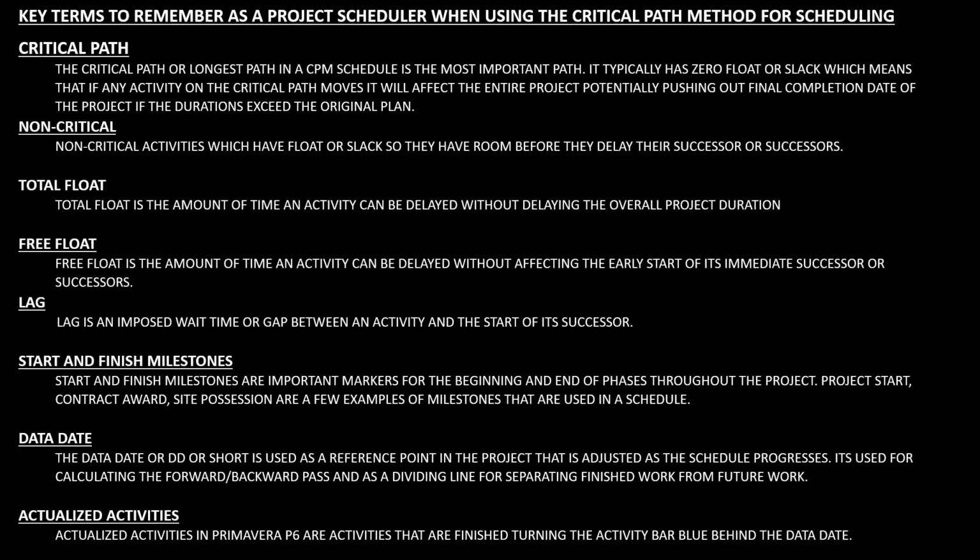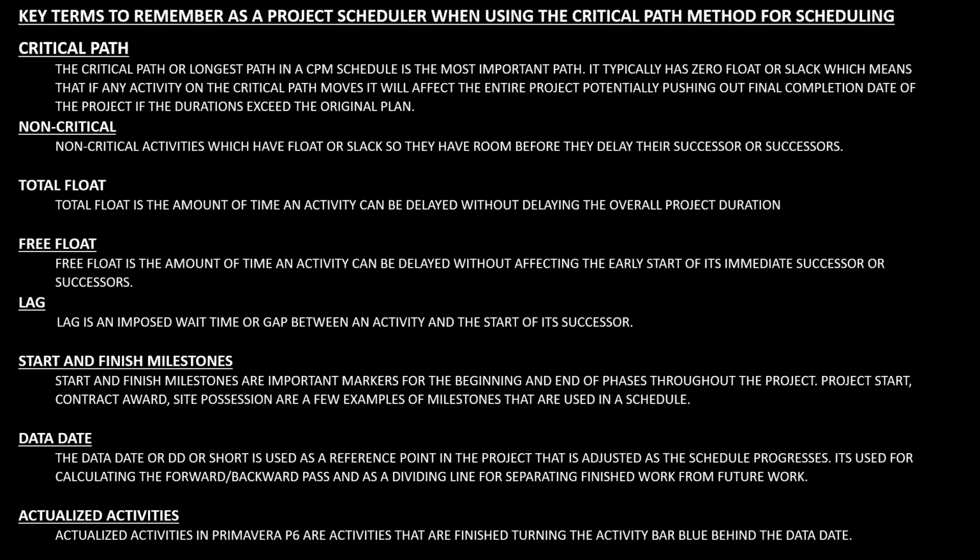Number 1, the critical path. The critical path, or the longest path in a CPM schedule, is the most important path. It typically has zero float or slack, which means that any activity on the critical path, if it moves, it will affect the entire project, potentially pushing out the final completion date of the project if the duration exceeds the original plan. In Primavera P6, this will show up as a red bar on the right side of our data date. Number 2 is the non-critical activities. Non-critical activities have float or slack before they delay their successors. In Primavera P6, these will actually show up as green bars on the right side of the data date.